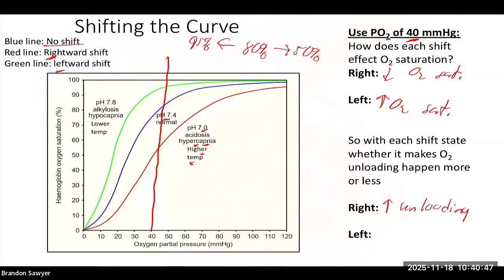And then we could say decreased unloading. But a lot of times where we see the leftward shift is at the lungs. And so then it probably makes more sense to say increased loading instead. That makes sense? Right, that leftward shift a lot of times is seen up at the lungs. And so then we're more interested in how it helps us with loading versus affecting our unloading.